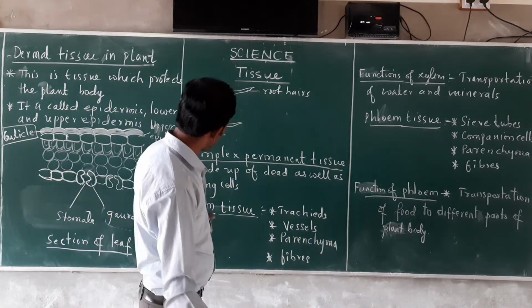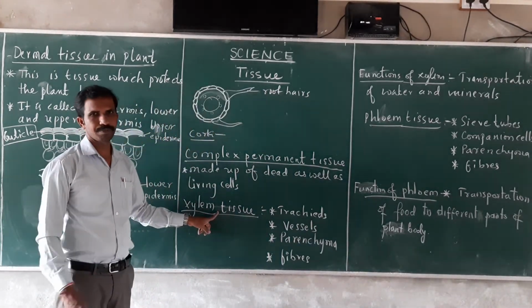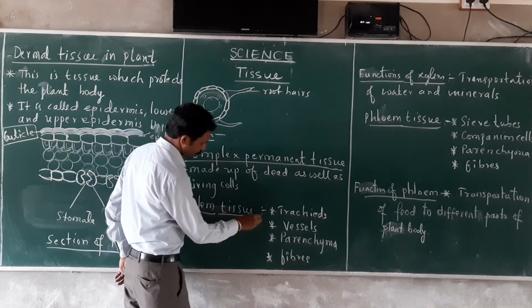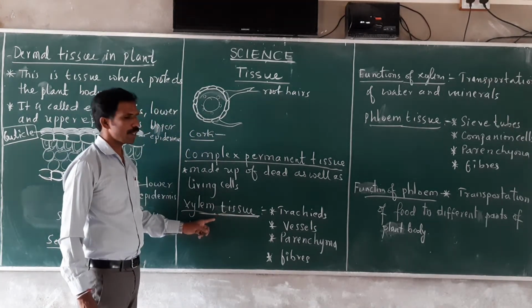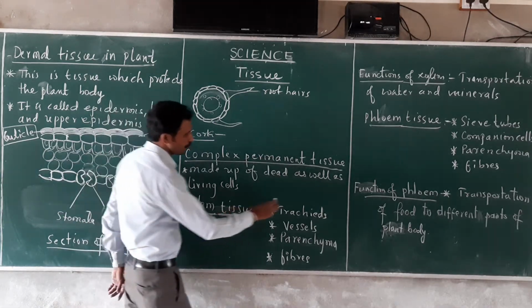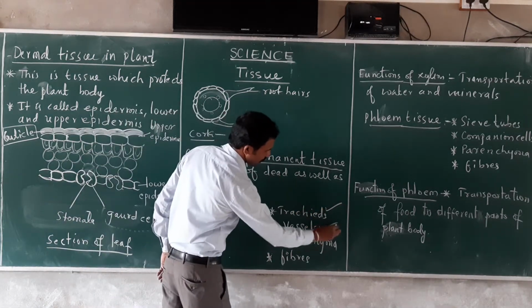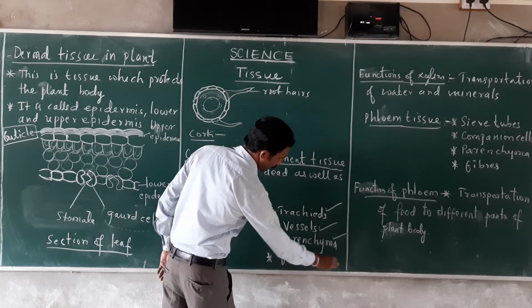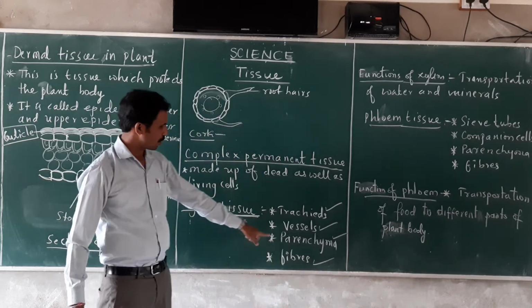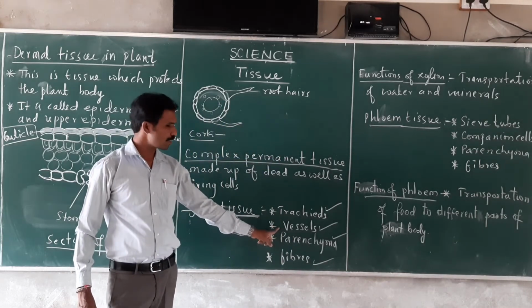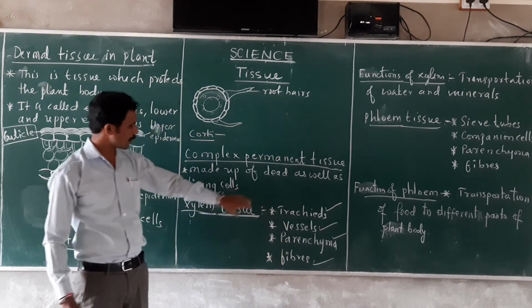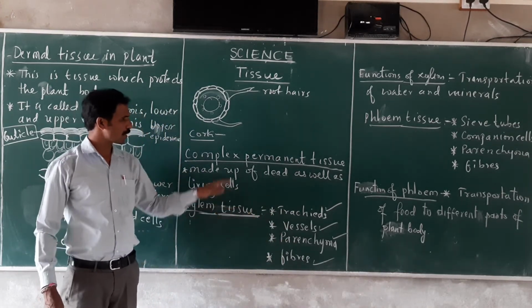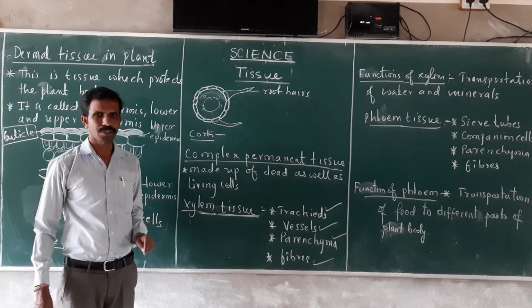See, the first type of complex permanent tissue is xylem tissue. Xylem tissue is a complex permanent tissue made up of tracheids, vessels, parenchyma and fibers. So xylem tracheids, xylem vessels, xylem parenchyma, xylem fibers. These are the different types of tissue present in xylem tissue. That's why it's called complex permanent tissue.